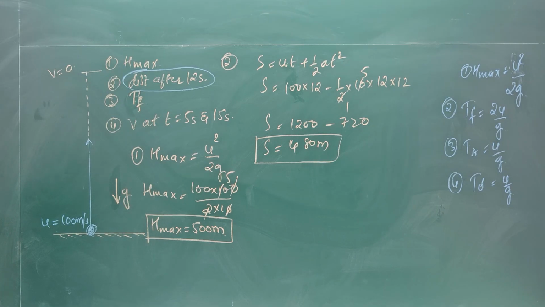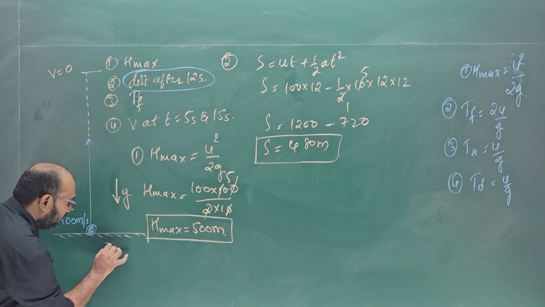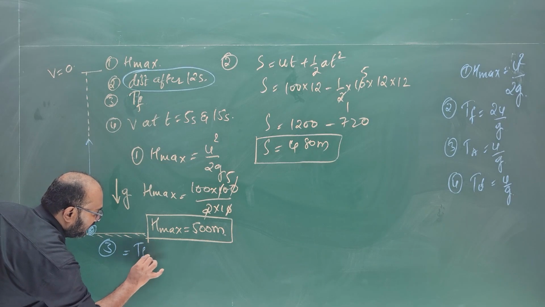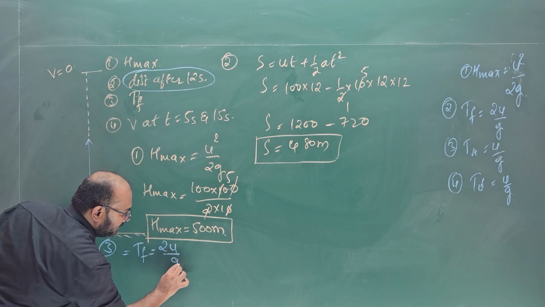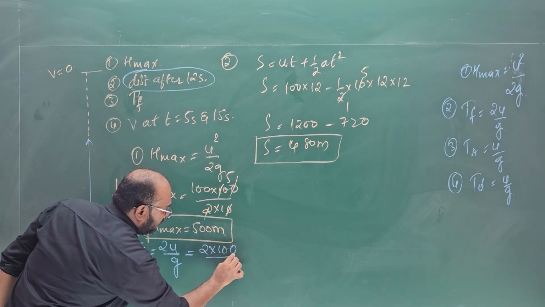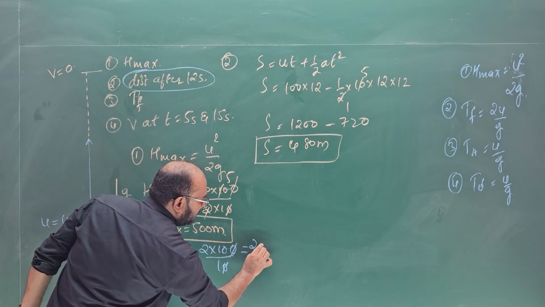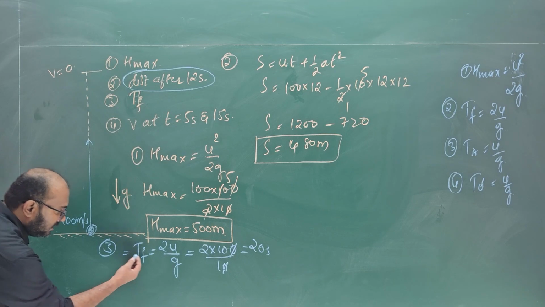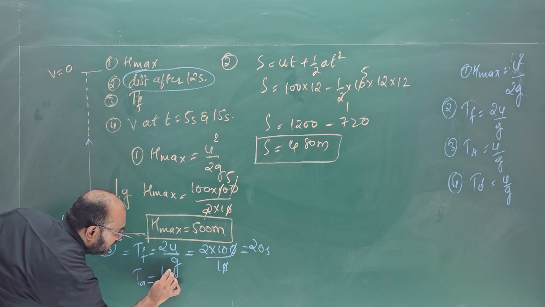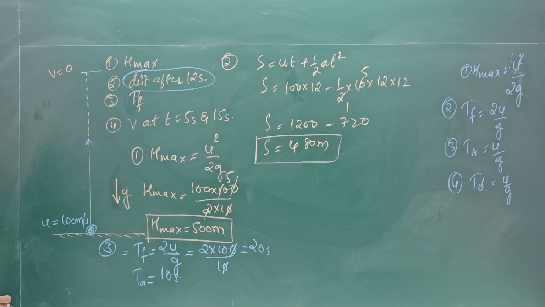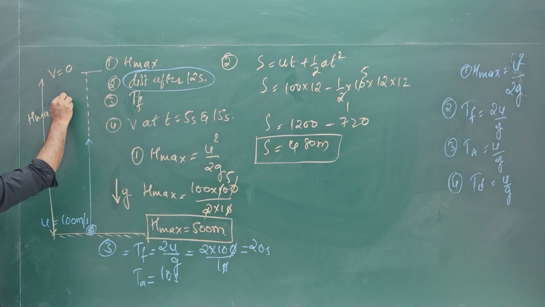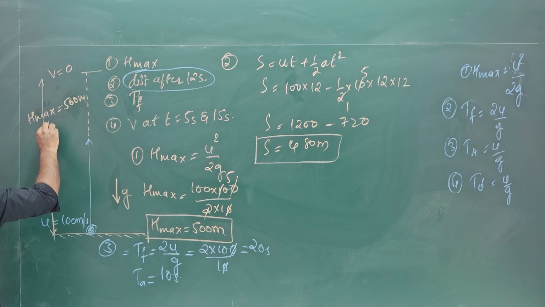Okay, now let's first find the time of flight. So to calculate time of flight, what is our formula? Time of flight is equal to 2u upon g, and 2 into 100 upon 10 is nothing but 20 seconds. That means time of ascent is half of that. So time of ascent is how much? 10 seconds. That means the body reached H max in 10 seconds. And H max we got is 500 meter in a time period of 10 seconds.